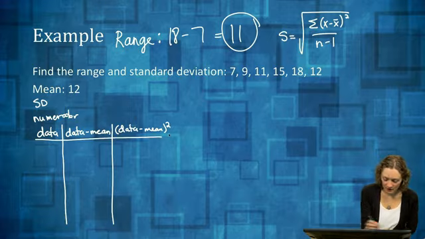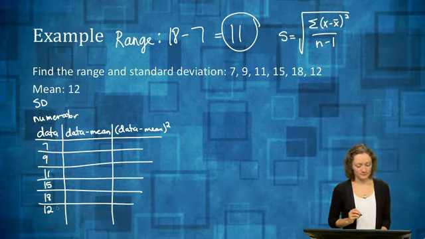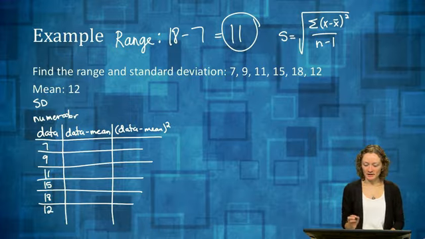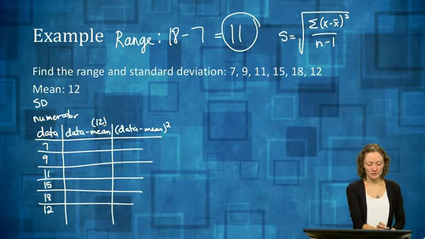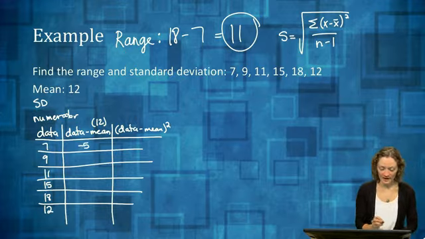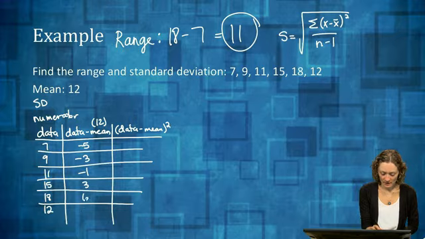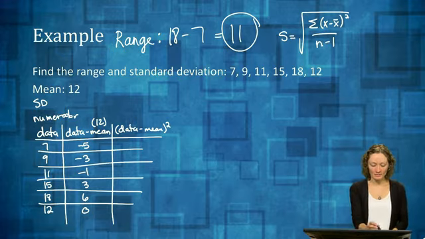So our pieces of data are 7, 9, 11, 15, 18, and 12. All right, there are our data pieces. Next part to get that numerator is subtract the mean from them. The mean we have already established is 12. So 7 minus 12 gives us negative 5. 9 minus 12, negative 3. 11 minus 12, negative 1. 15 minus 12, 3. 18 minus 12, 6. 12 minus 12, 0.